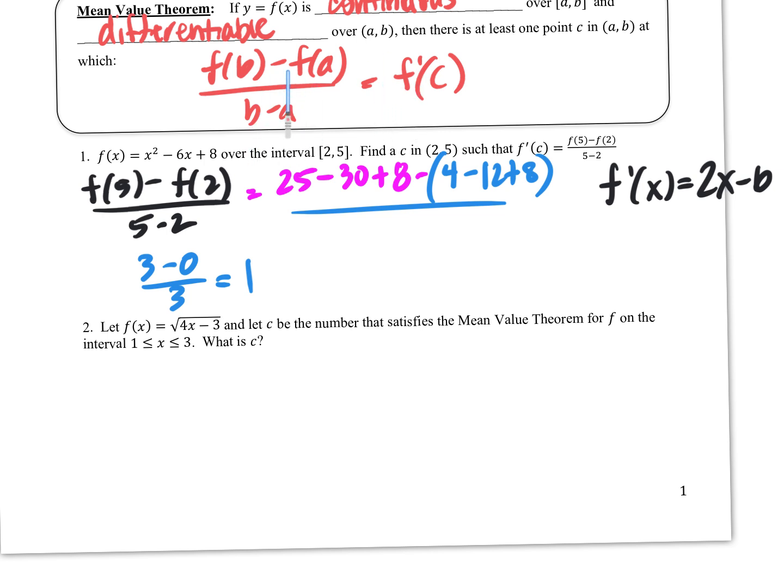That my average slope, which is 1, has to equal the derivative at some point. So all I've got to do is say, when does my average slope equal that? When does 1 equal 2x minus 6? People, let's do it. Add 6 to both sides.